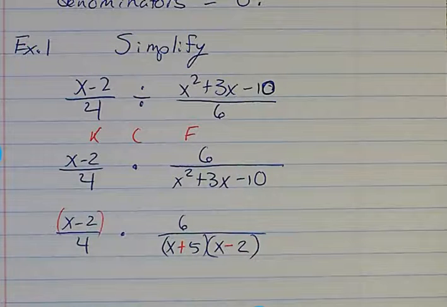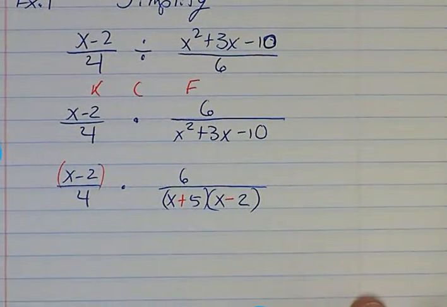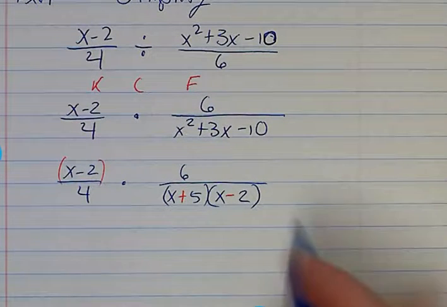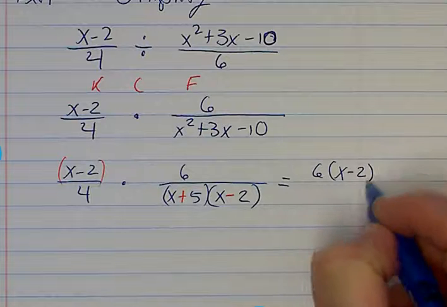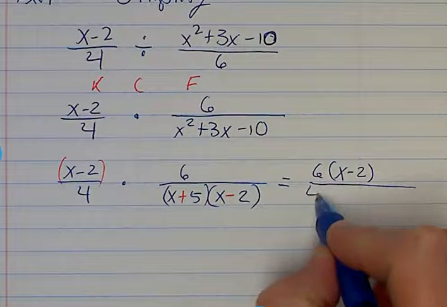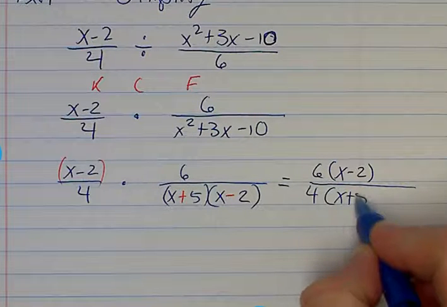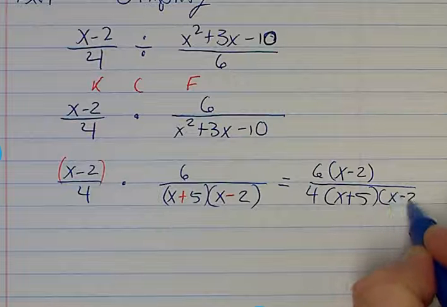Okay, and you can also think about that x minus 2 being in parentheses. So if you put it all together, we've got 6 times x minus 2, and that's over 4 times x plus 5 and x minus 2.